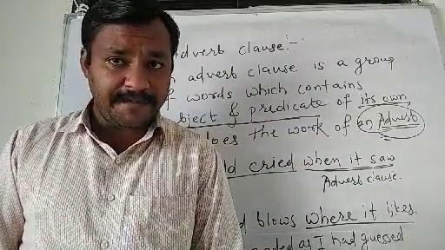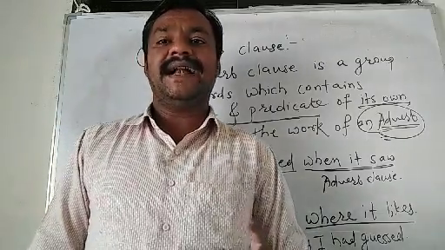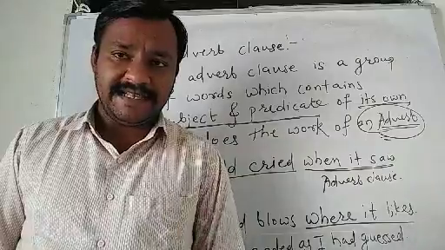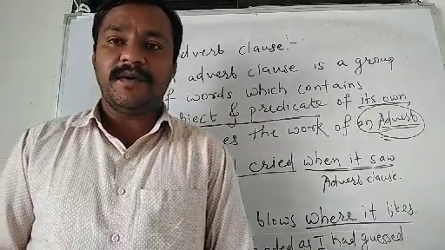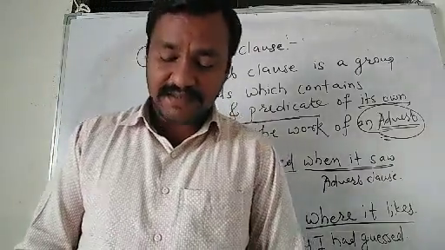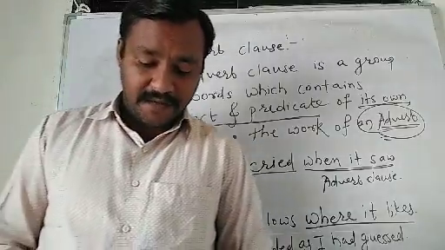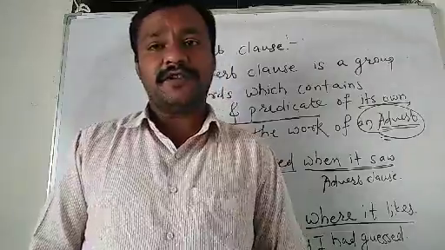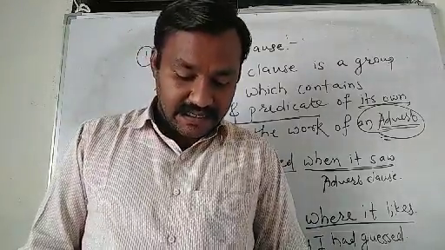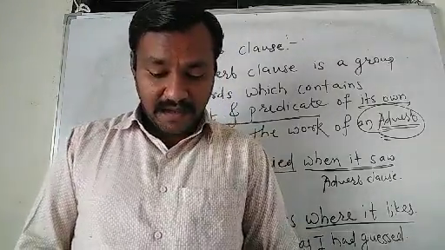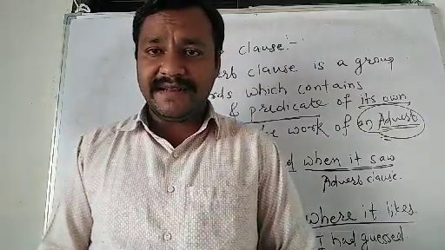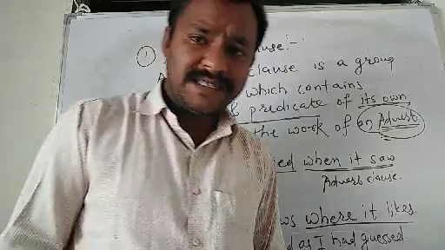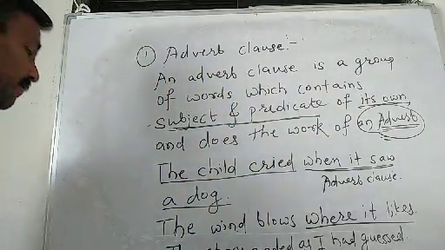One more time I will repeat it. First, adverb clause of time. Second, place. Third, reason. Fourth, purpose. Fifth, result. Sixth, condition. Seventh, manner. Eighth, comparison. Ninth, concession. So first we will discuss the adverb clause of time.